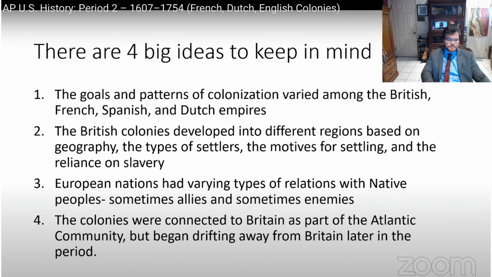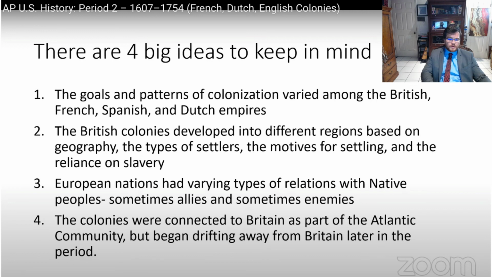European nations are going to have different relations with the Native Americans. Some are going to be chill with the natives, like France and the Dutch. Some are going to be hostile, like the British, right? The Spanish are in between. They are okay with marrying them. They were lonely Spanish conquistador soldiers.